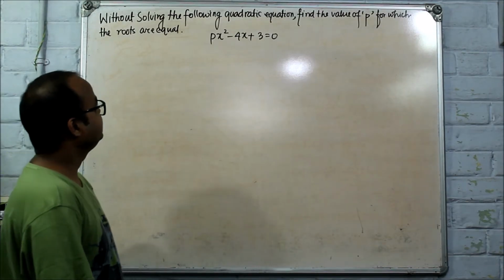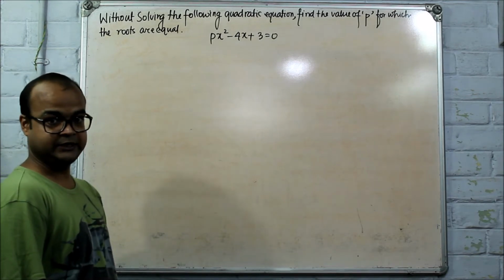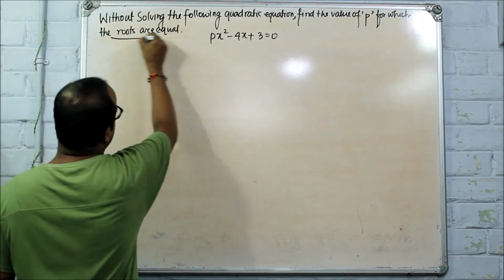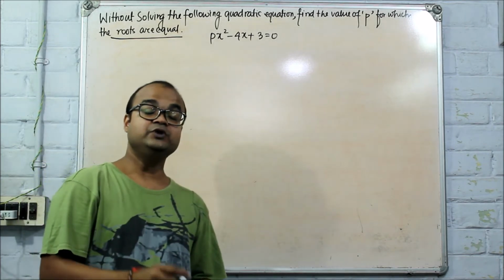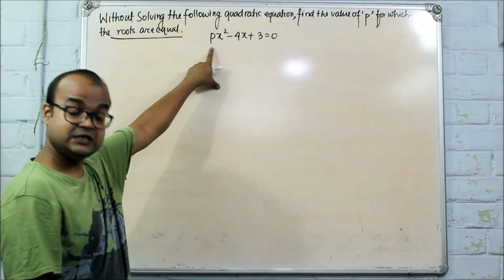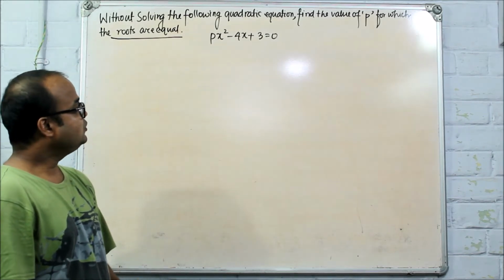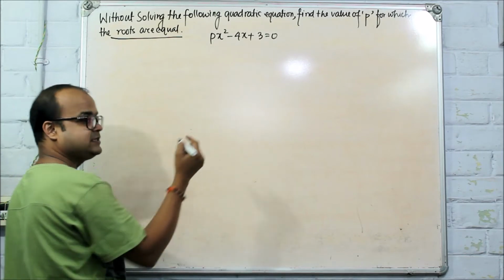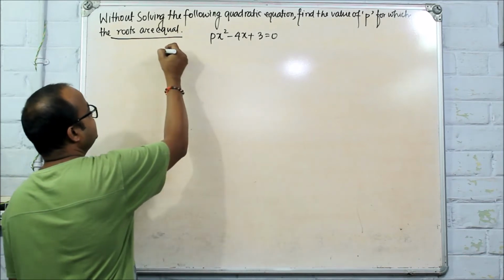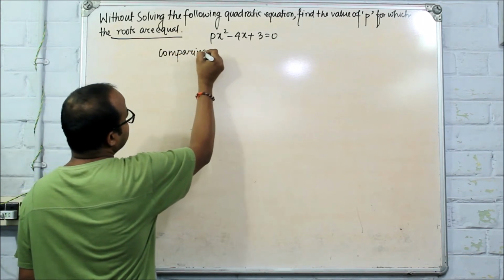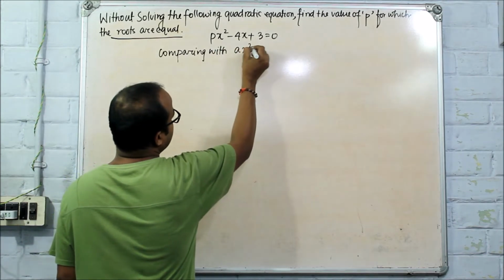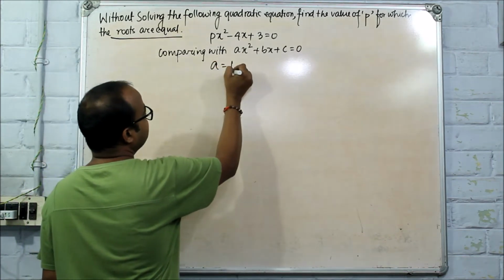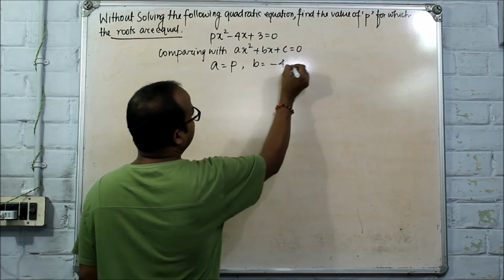Let us discuss another problem. Without solving the following quadratic equation, find the value of p for which the roots are equal. An equation is given to you. We need to find out the value of p such that the roots are equal. Now, first we compare this equation with the standard form, that is ax square plus bx plus c is equal to 0. We get a is equal to p, b is equal to minus 4 and c is equal to 3.